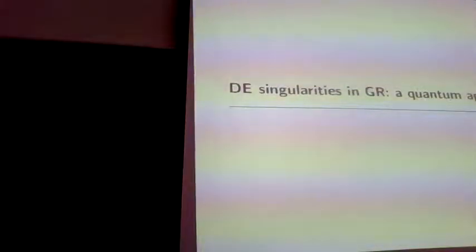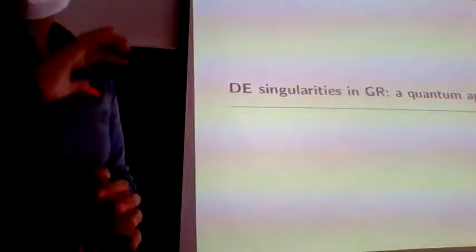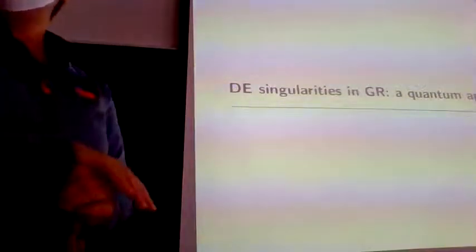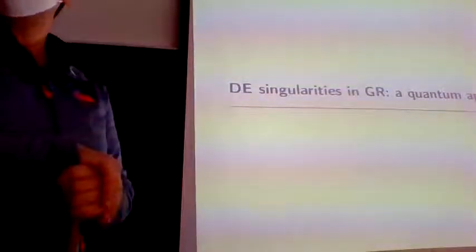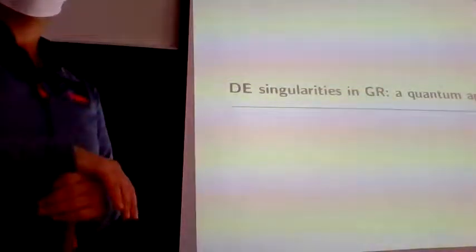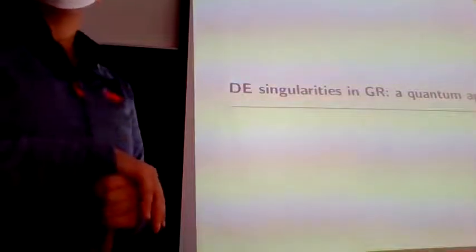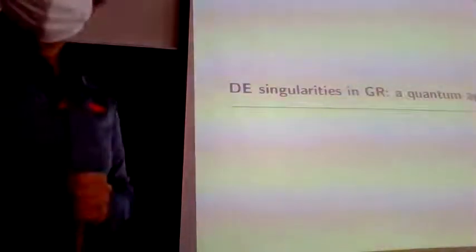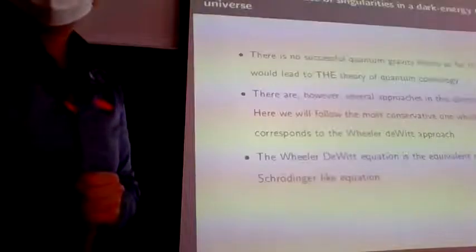Okay, so then let me say a few words on dark energy singularities in GR. If we have things that blow up, it means that the energy density at some point will get very large. And if it gets very large, there is a regime in which we expect quantum effects to be very important, right? So now, what happens with these singularities?